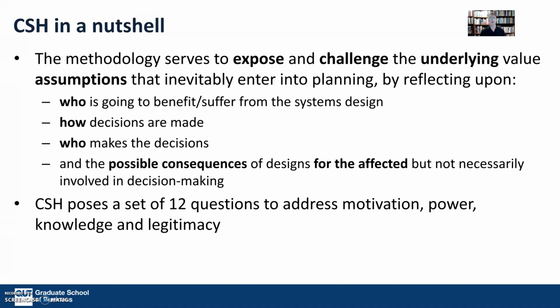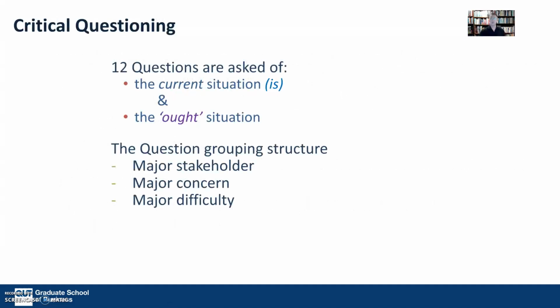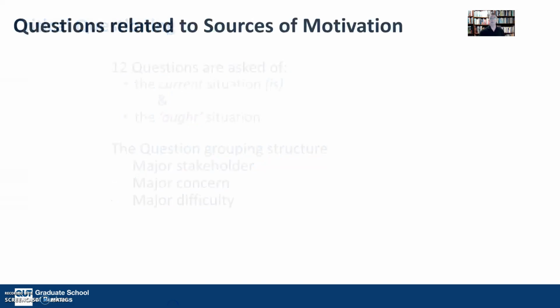How are decisions made? Who makes those decisions? And importantly, what are the possible consequences of those decisions for those that are affected but not necessarily involved in the decision making? 12 questions that address the current situation. This is the is and the ought, the actual and the ideal. And each of the 12 questions are grouped so that there are the identification of the major stakeholder, the major concern or the major stake, and the major difficulty.